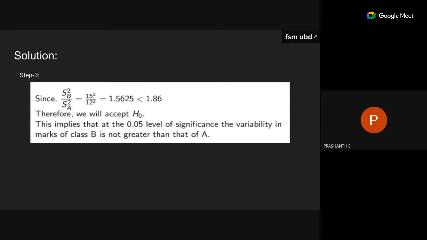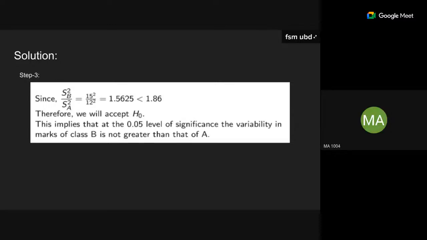Okay. So the variances are equal. What this implies is that at the significance level of 0.05, for the variability of marks of class B and the variability in the marks of class A, we can't say that one is greater than the other. We are concluding that they are equal.